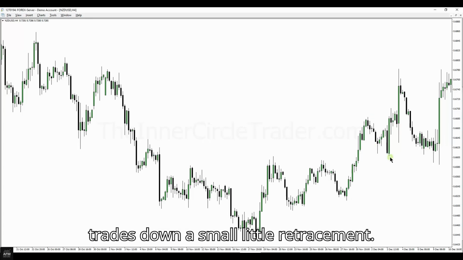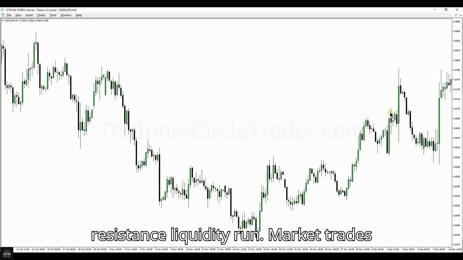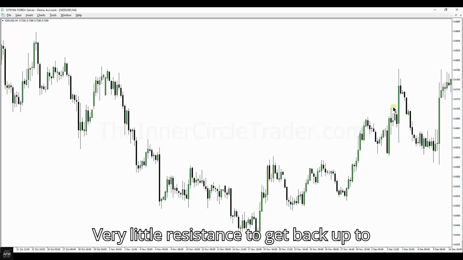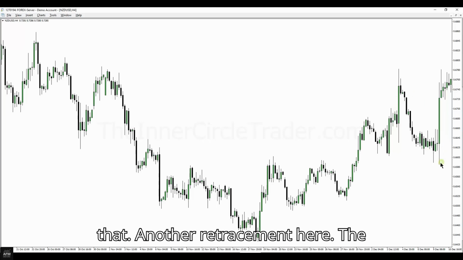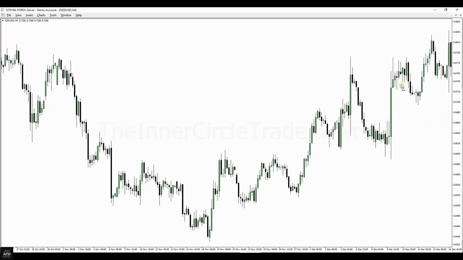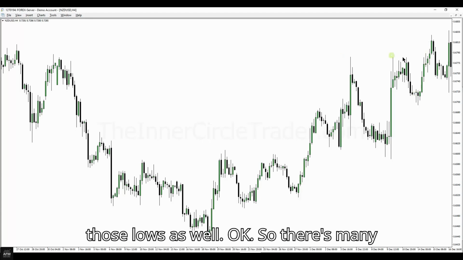Market trades down, small little retracement. This old high will be easily ran out. Low resistance liquidity run. Market trades back and has a retracement. Very little resistance to get back up to this old high. It runs cleanly through that. Another retracement here. The liquidity is going to be resting above this old high. And eventually the market expands through it as well. And eventually the market trades through those lows as well.